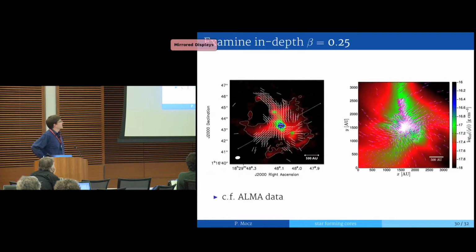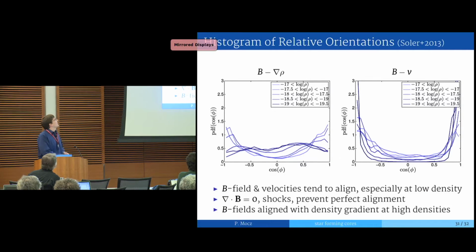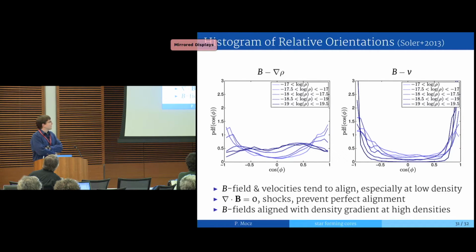And so I'd like to conclude by comparing the simulated data with observations. We'll do a more sophisticated analysis of these by comparing the histogram of relative orientation between the magnetic field and the density structures, where we find, of course, the classic preferential agreement between the magnetic fields and the density gradients at high densities. Okay, thank you.